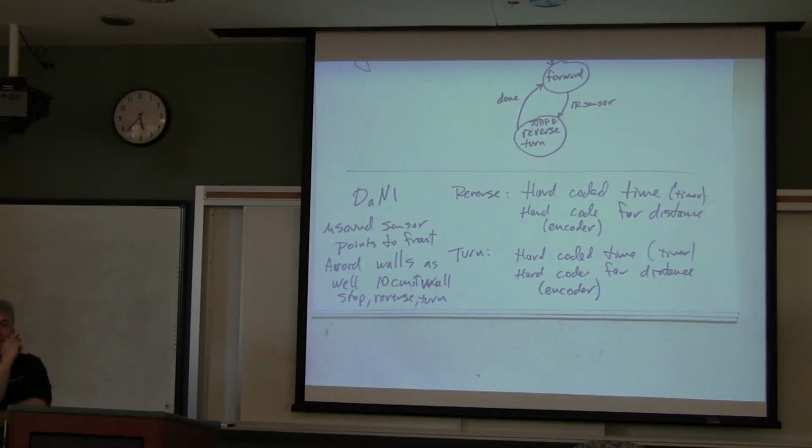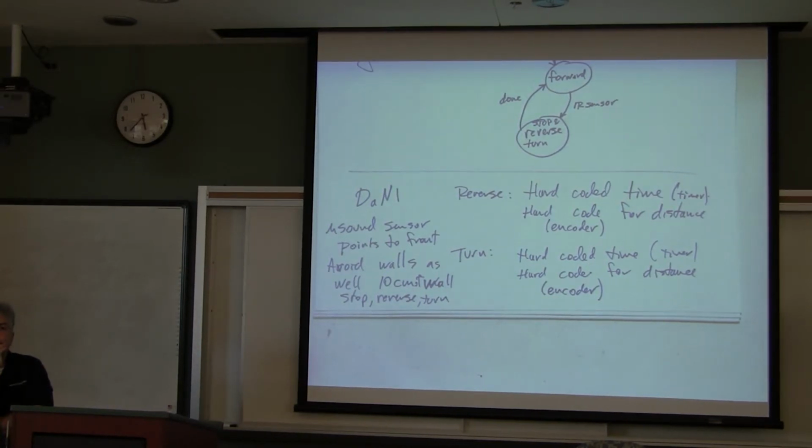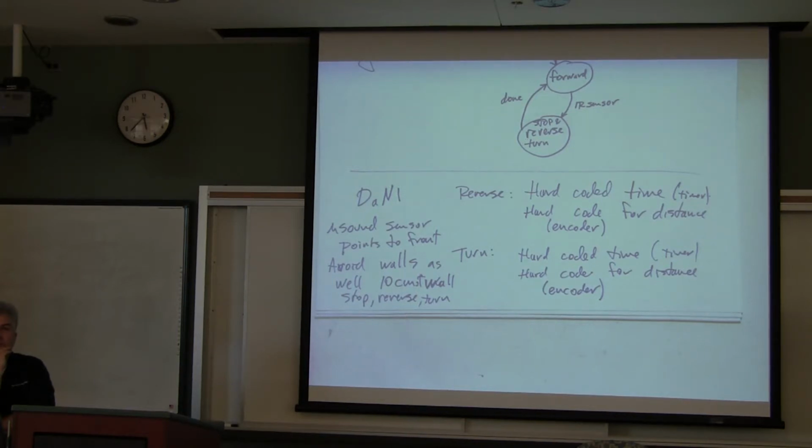But here I'm going to make it even more interesting. Stop, reverse, turn might work, but when you turn, you might get yourself in a corner, right? So should you check for what's in front of you as you turn, before you turn, or after you turn? Before. Well, you said the sensor's on the front, so you have to turn first to be able to see. Yes, as you turn.